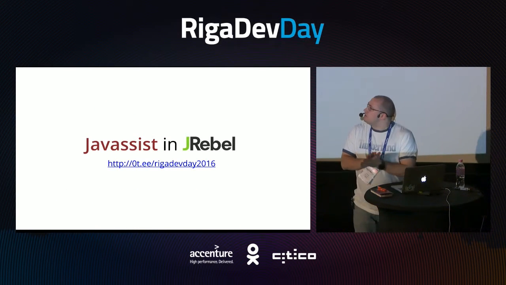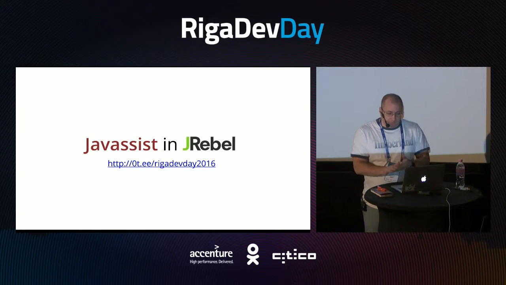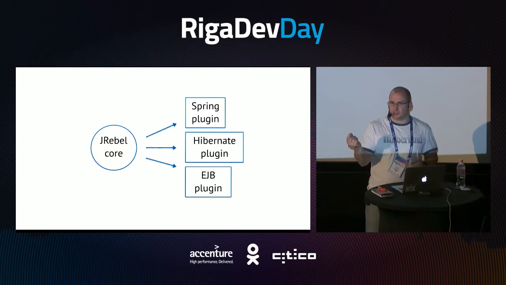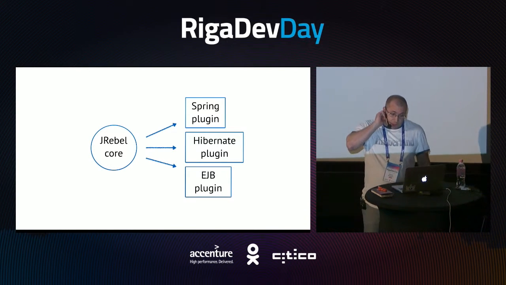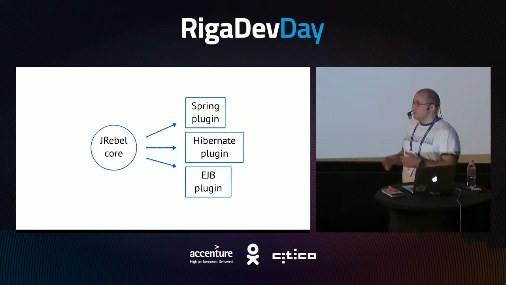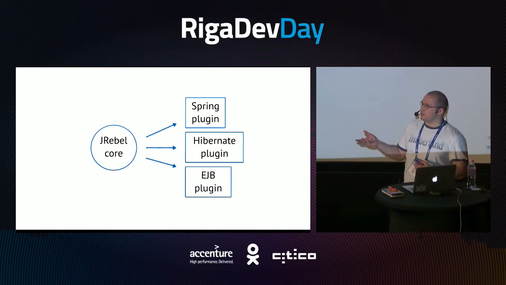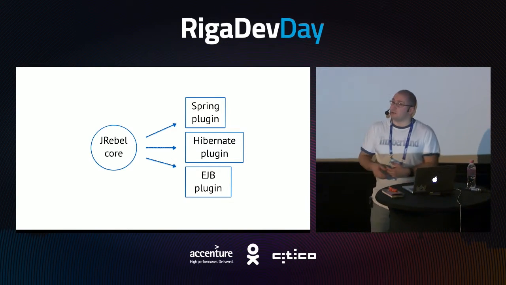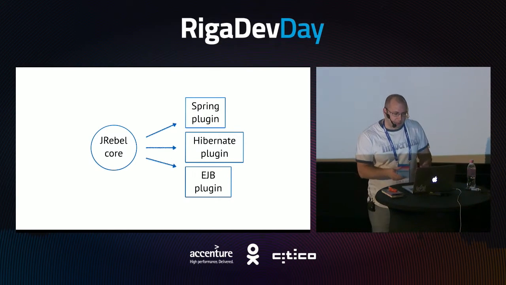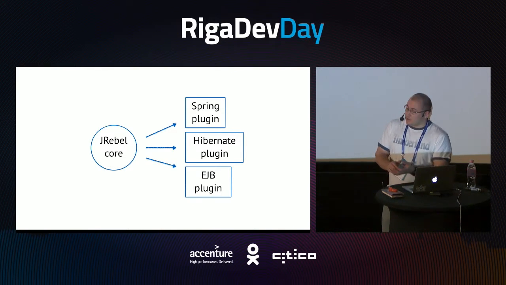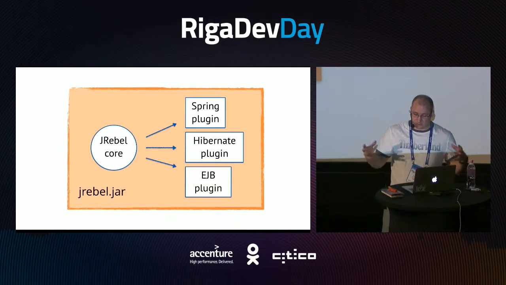A little bit on how Javassist is used in JRebel. From the user point of view, it's just one jar. JRebel is just one jar, but actually internally, it consists of many jars. And every jar implements its own integration with some framework. Let's say Spring Framework, Hibernate, maybe EJBs in some containers and so on, FreeMarker, you name any framework.